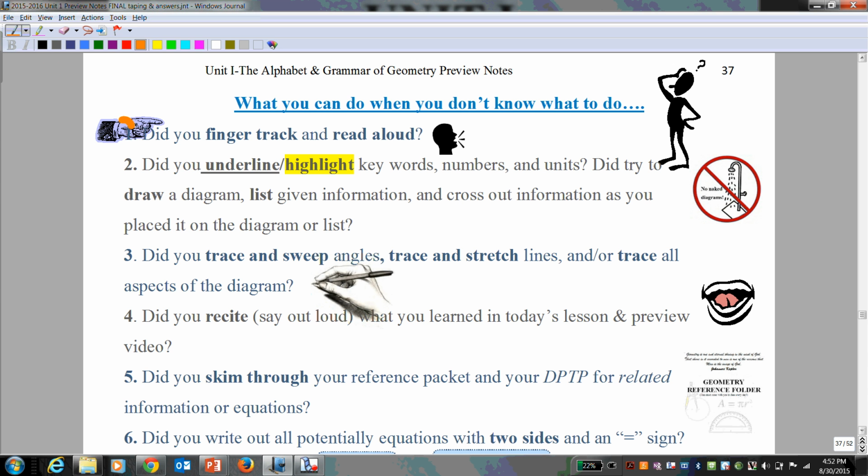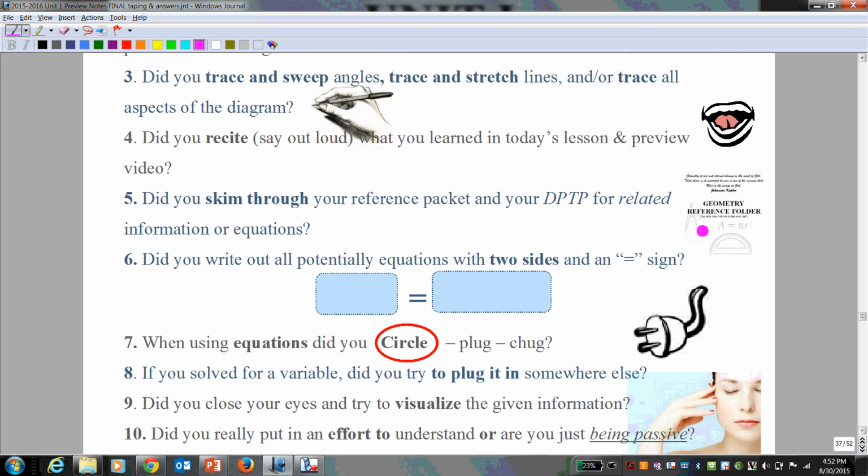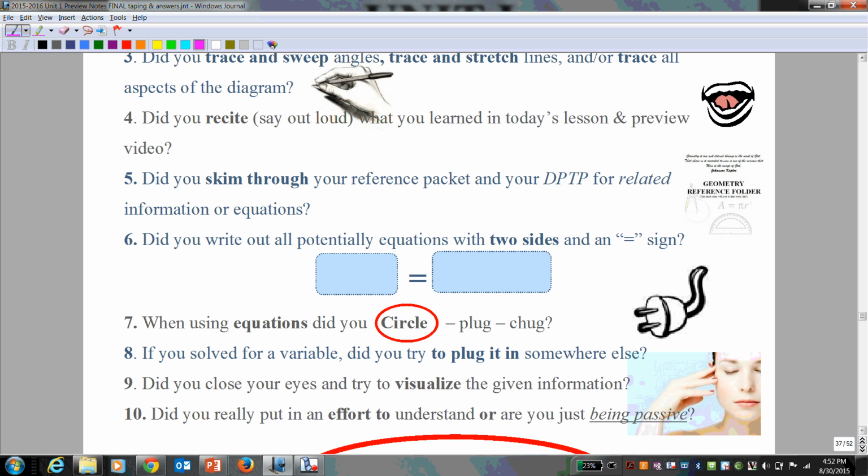1, did you finger track and read out loud? Did you underline and highlight key words? That's called filtering. Numbers and units. Did you at least try to draw a diagram, list given information, and cross out information as you put it on the diagram and the list? You'll see this icon. It says no naked diagrams. Don't ignore the diagrams. Did you trace and sweep angles, trace and stretch lines? Did you trace every aspect of the diagram?